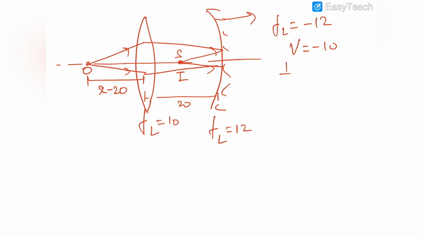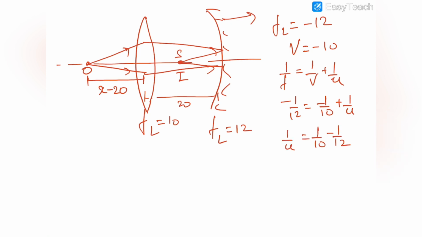Using the mirror formula, 1 upon F is equal to 1 upon V plus 1 upon U. So minus 1 upon 12 is equal to minus 1 upon 10 plus 1 upon U. So 1 upon U will be equal to 1 upon 10 minus 1 upon 12. So U, you can see that this is 60 and this is 6 minus 5. So U would be equal to plus 60.